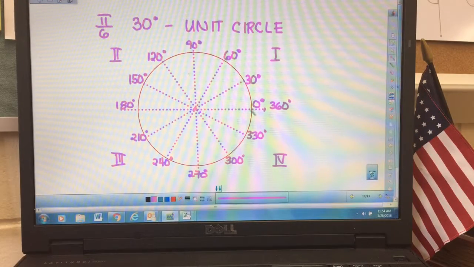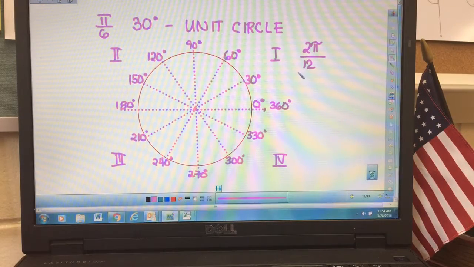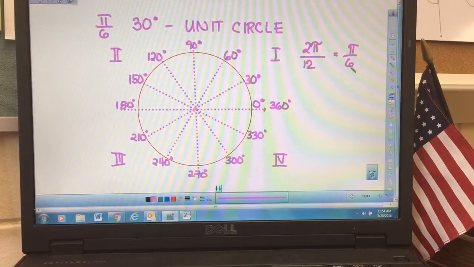Now we know that the full circle is 360 degrees. The equivalence of that in radians is 2 pi. And we have also observed that the 2 pi circle was actually divided into 12 different pieces or different slices. And each slice is the equivalent of 30 degrees. So if you divide 2 pi by 12, that gives you a pi over 6. Which means that for every 30-degree slice, that's a pi over 6. And if we count them all, there's 12 of them.